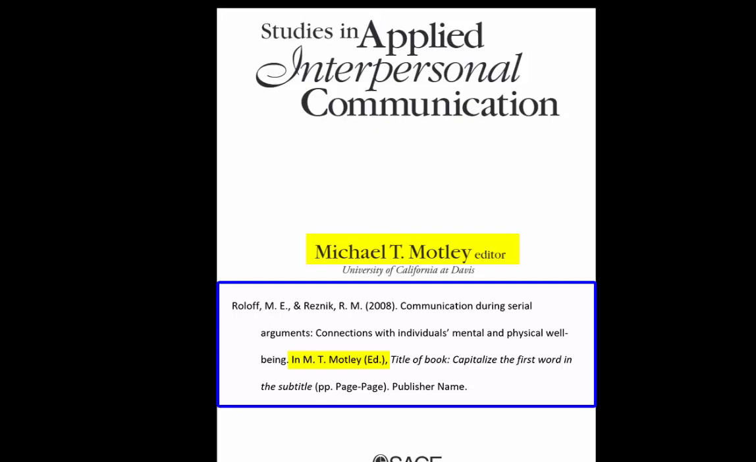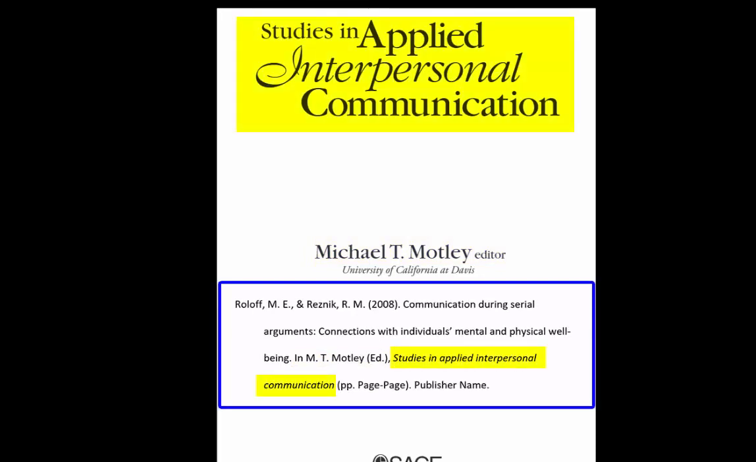Put the abbreviation capital E, lowercase d, period in parentheses after the editor's name to indicate that the person is the editor of the book. After the editor's name, put a comma and provide the title of the book. Capitalize only the first word in the book title, proper nouns, and the first word in the subtitle, if there is a subtitle. The book title needs to be put in italics.